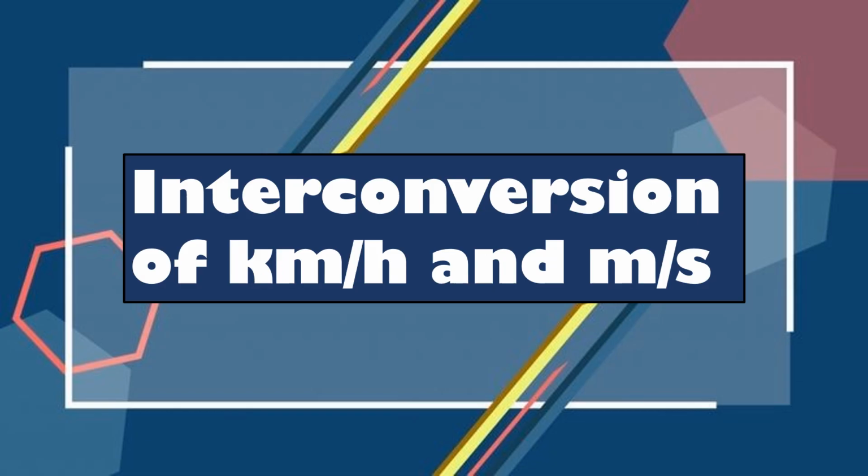In order to convert speed of an object from kilometer per hour to meter per second, just multiply the given speed by 5 by 18. This will give you the speed in meter per second. Now let us solve some numericals based on interconversion of kilometer per hour and meter per second.